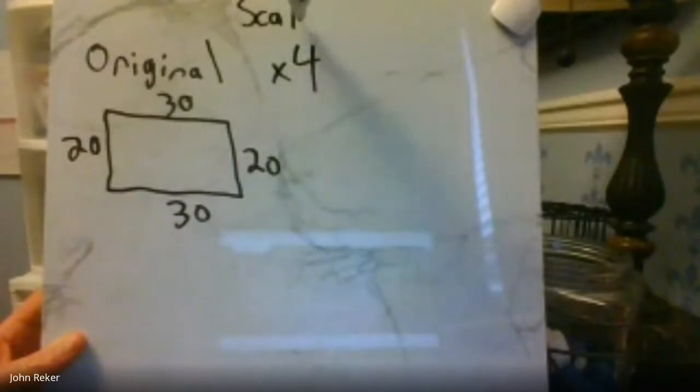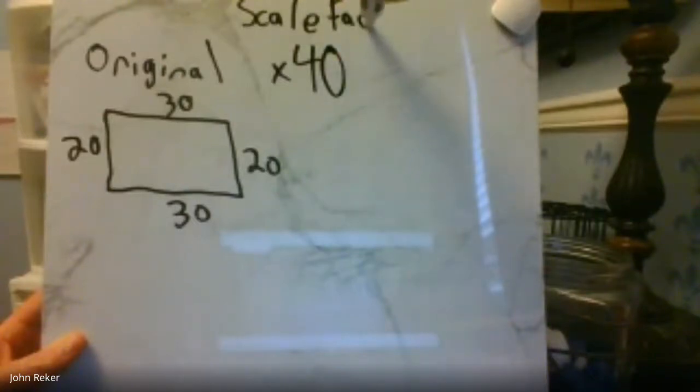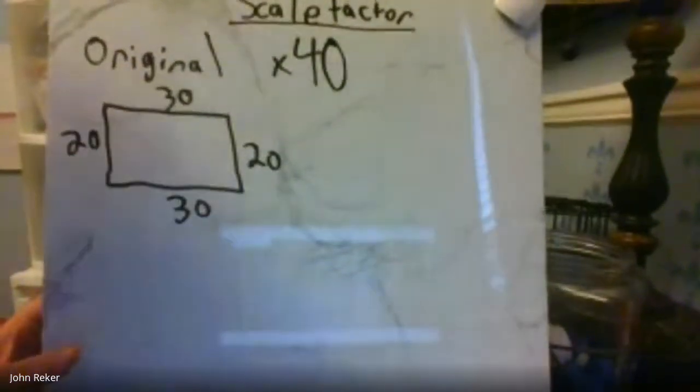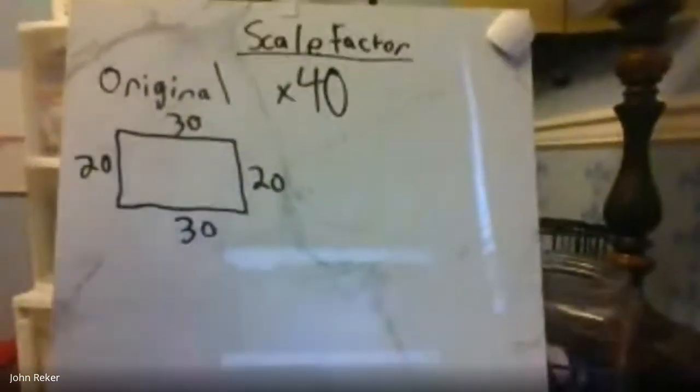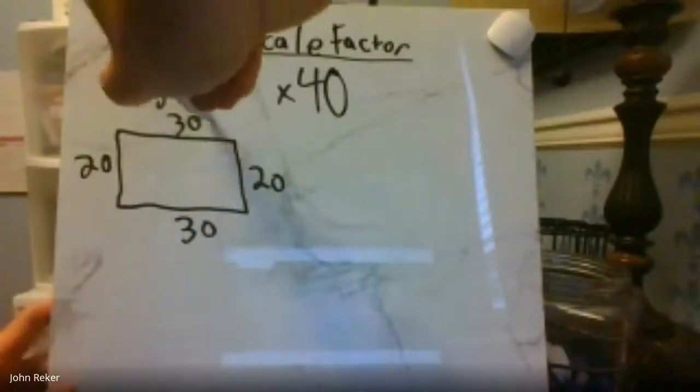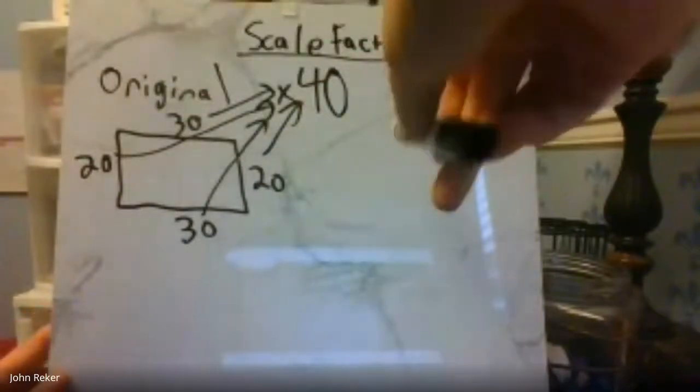Now, you can use something else. Actually, I want to make it 40 just because it's a bit bigger. This is my scale factor. So all of these need to be multiplied by 40. This one does, and this one does, and this one does, and this one does. They all multiply by 40.